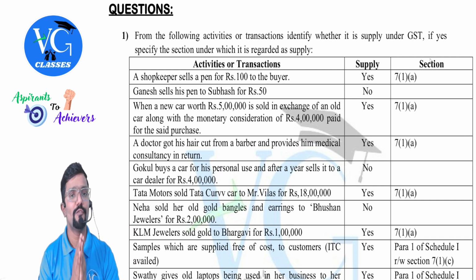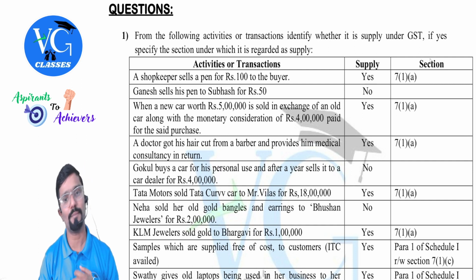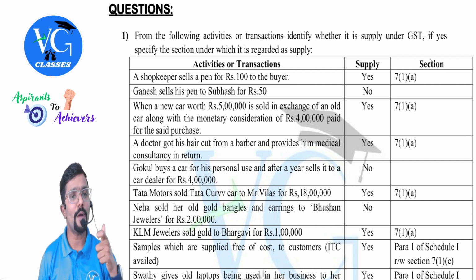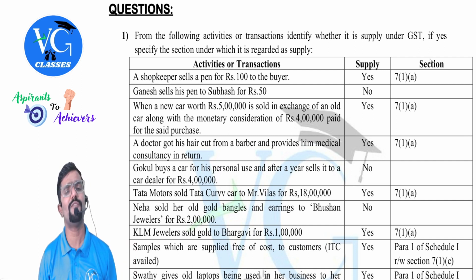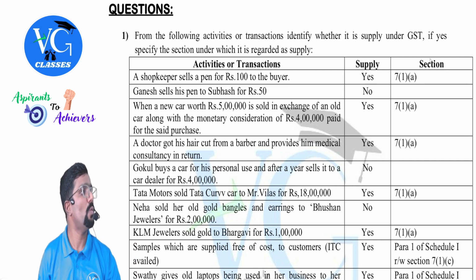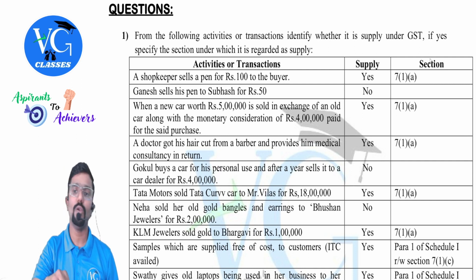Sure, we'll start. From the following activities or transactions, identify whether it is a supply under GST. If yes, specify the section under which it is regarded as supply. One by one. A shopkeeper sells a pen for 100 rupees to a buyer. Is it in the course or furtherance of business? Yes. So is it a supply? Yes. As per 7(1)(a).